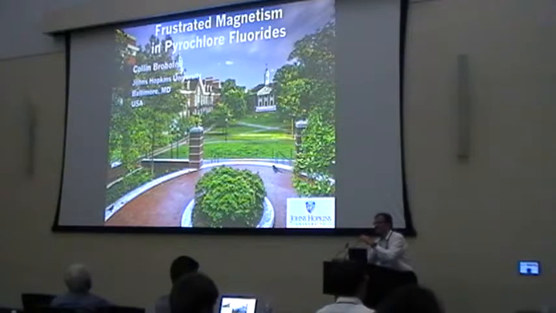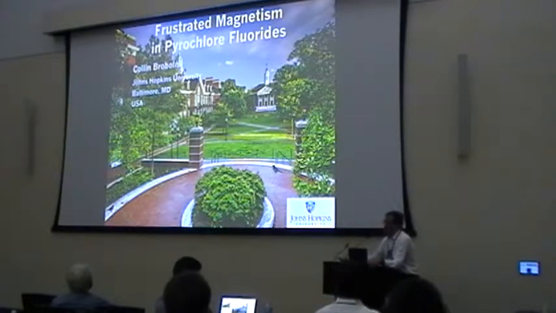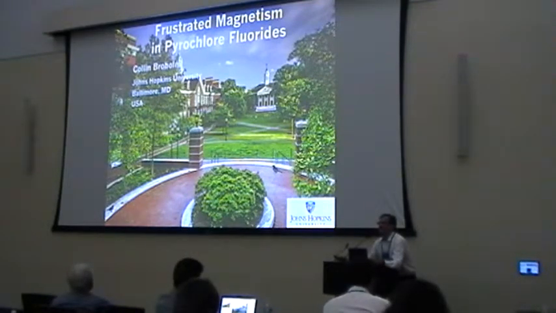I'm going to talk about a topic that I think we've already discussed at the meeting, which is pyrochlore systems, and in particular the Heisenberg antiferromagnetic version of pyrochlore systems. But I'll be focusing on a new class of materials, fluoride pyrochlore materials.